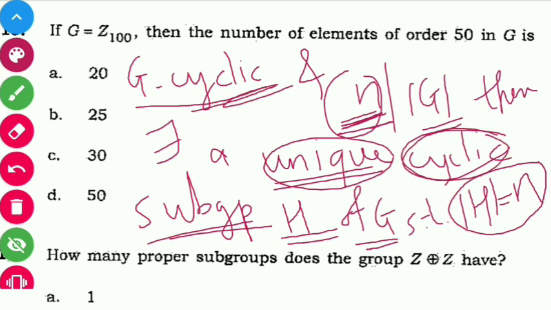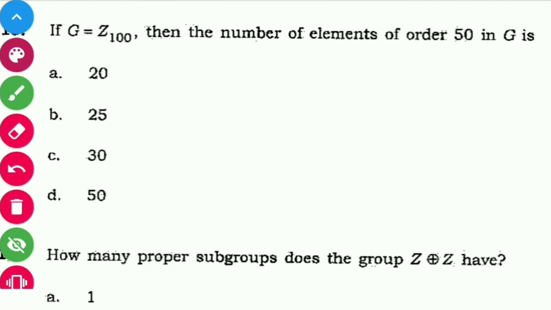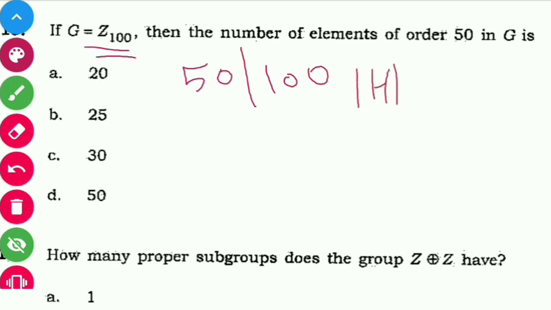ठीक है, अब देखो, अब हमें क्या बोला है कि एलिमेंट्स ऑफ ऑर्डर 50 फाइंड आउट करने हैं. सो फॉर दैट टेक दैट G टू बी दिस. Now this 50 divides 100, right? 50 into 2 is 100, so 50 divides 100. So by this previous result we have there exists a unique cyclic subgroup H such that the order of H is equal to 50, right? And moreover it is unique, है ना.